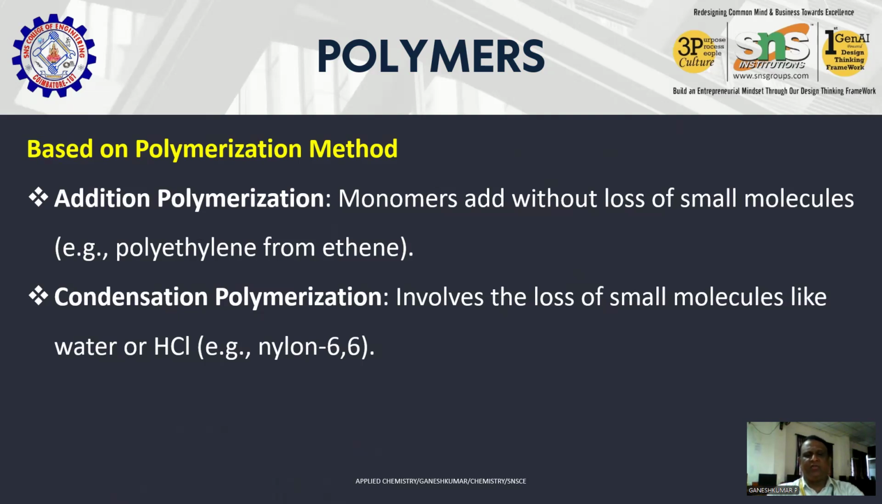Condensation polymerization involves a reaction with loss of some molecules. Condense means the monomers combine together with the elimination of certain molecules, such as ammonia, water, HCl. In the case of nylon 66, adipic acid and hexamethylene diamine combine and release water molecules. So these are the basic methods in which polymerization can be done. Based on these methods, the property can also change, depending upon the reaction.